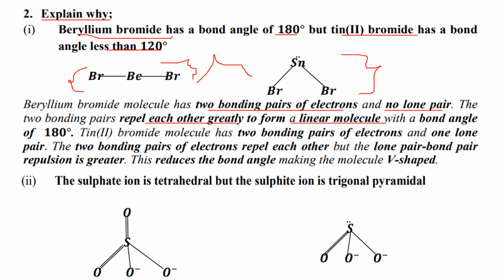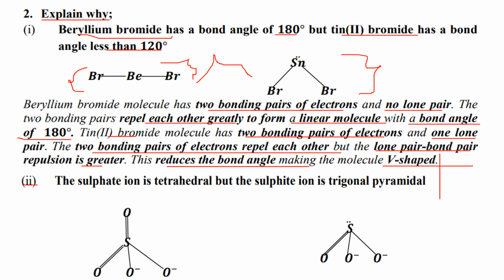And with that linear molecule, since it's linear, we expect the bond angle between those two bromine atoms to be 180 degrees. But for tin bromide, you're going to say that the molecule has two bonding pairs of electrons and one lone pair of electrons. The two bonding pairs of electrons repel each other, but the repulsion between the lone pair and bond pair is going to be greater. And therefore, this reduces the bond angle, making the whole molecule V-shaped, or someone can say bent.